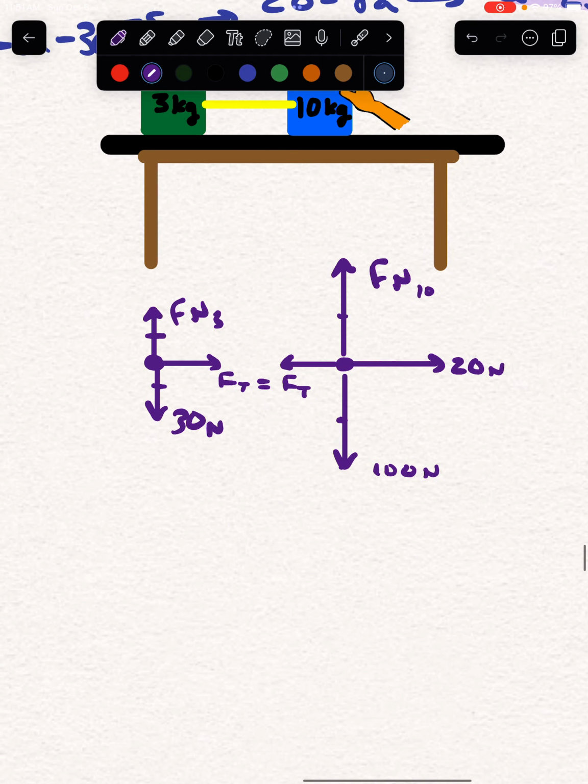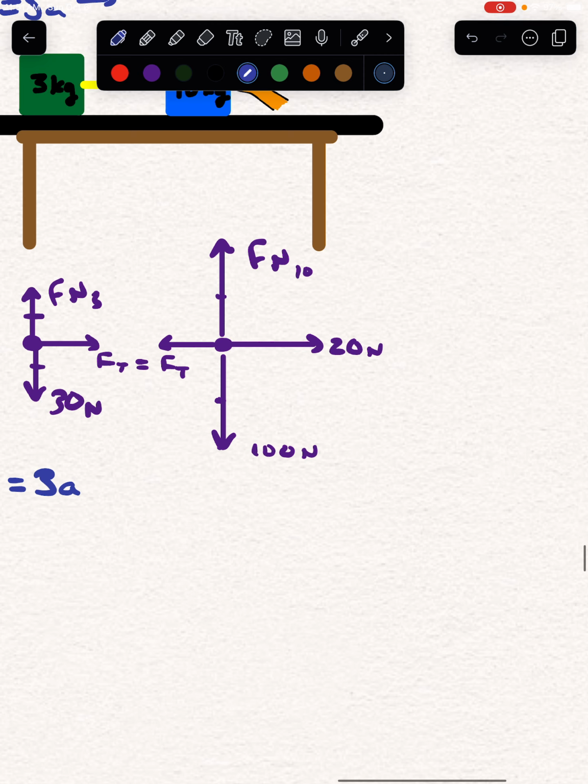All right, so now let's write our equations for each of them. For the 3 kilogram block, it's just going to be the force of tension is equal to mA. The winners and losers: there's no loser, it's just the winner, tension. So FT equals mass times acceleration, or 3A. For the other one, we're going to get a winning force of 20 newtons minus the same force of tension, FT, is equal to mass times acceleration, or 10A.